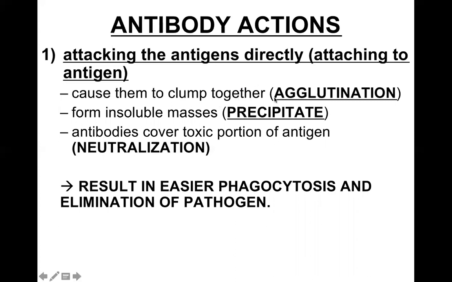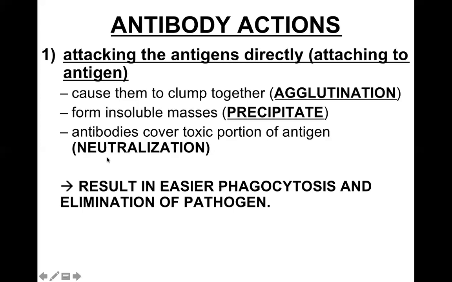So if we're clumping together, that handcuffing idea, we call that agglutination, like we talked about with blood typing. They can form insoluble masses and precipitate. If you remember in chemistry class, when you take two liquids and mix them together, a chemical reaction happens and you get a cloudy liquid as the product. Then you could pull the liquid out and have a powdery precipitate left. So you're basically pulling it out of a liquid.